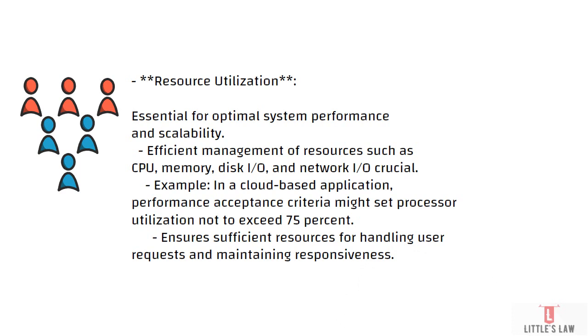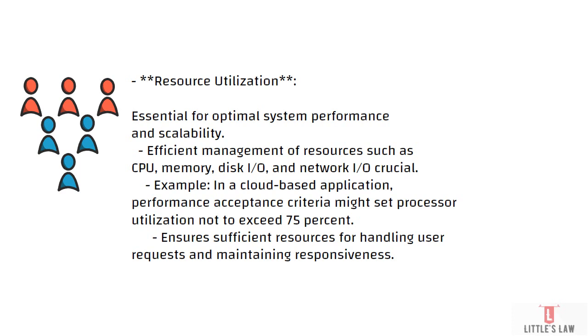So overall, these three key metrics, these classes or characteristics including response time, throughput and resource utilization are critical factors in determining user satisfaction with an application. By setting clear objectives and performance acceptance criteria for each of these characteristics, we can ensure that the application meets user expectations for performance, reliability, and scalability. And now moving on to the next part.